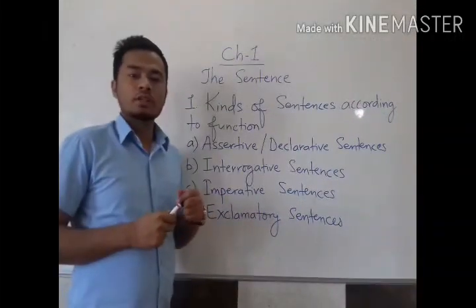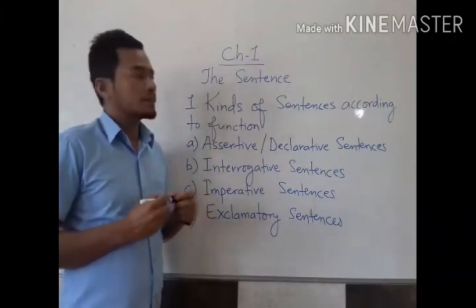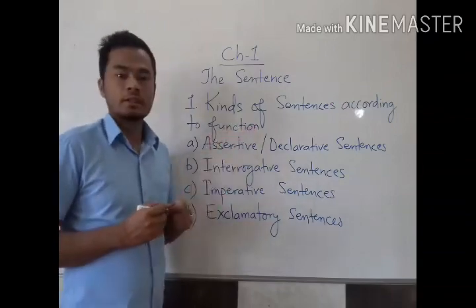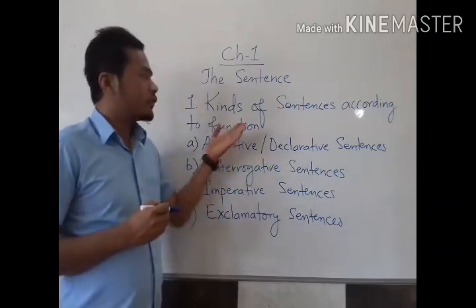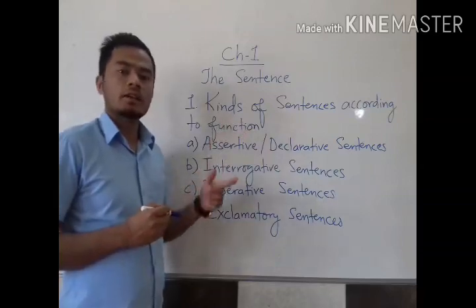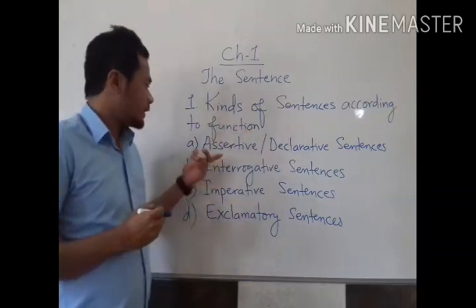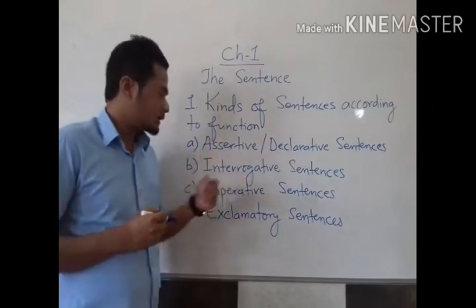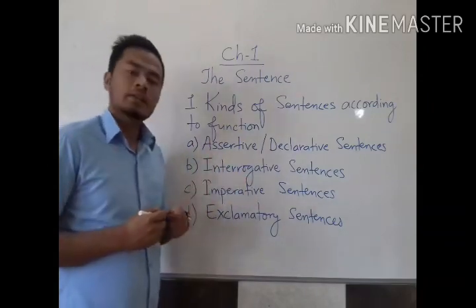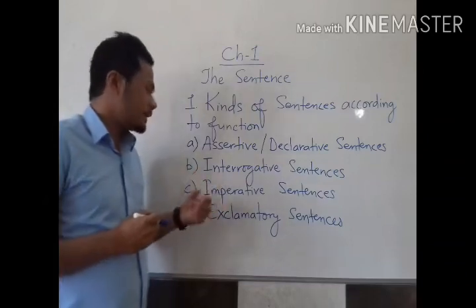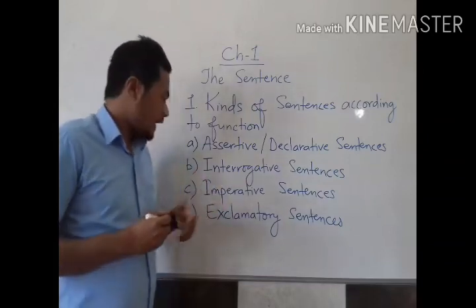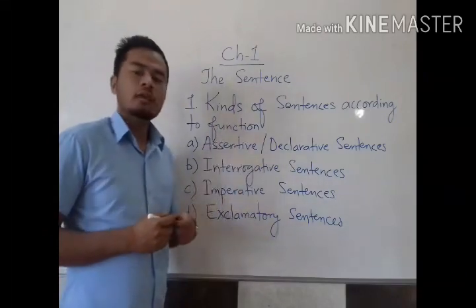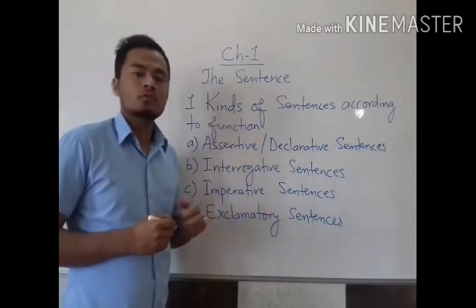Now today in this video, we are going to discuss the kinds of sentences according to function. There are four kinds of sentences according to function. They are: A, assertive sentences or declarative sentences; B, interrogative sentences; C, imperative sentences; and D, exclamatory sentences. So these are the four kinds of sentences according to function.